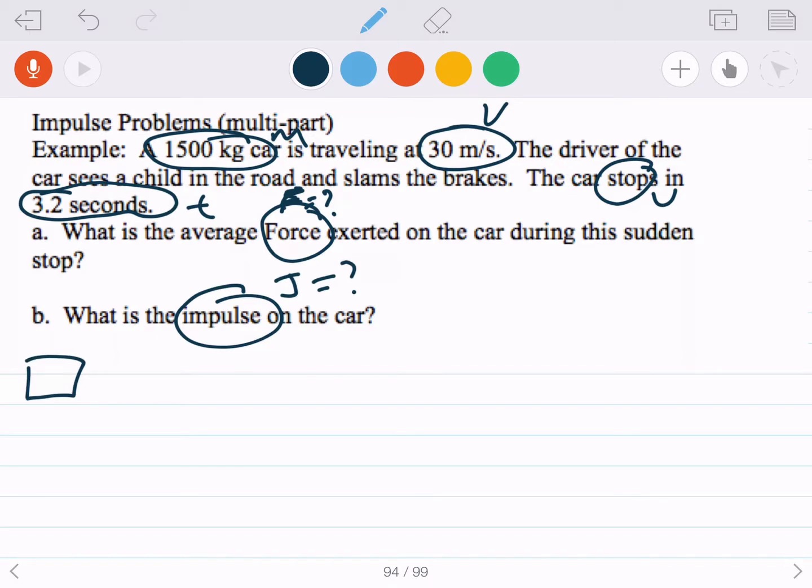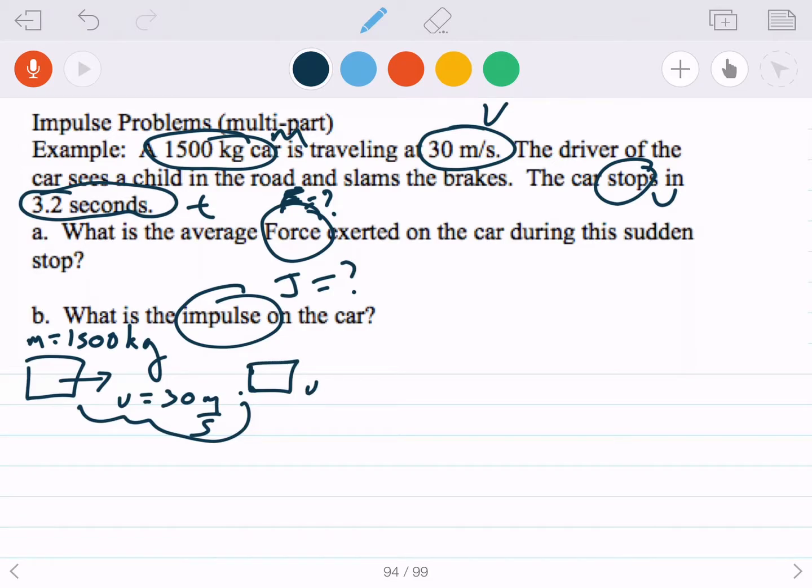So let's start with our picture. We have a mass equal to a 1,500 kilogram car. It is traveling at velocity equal to 30 meters per second. And it comes to a stop, velocity equals 0. And it took 3.2 seconds to stop. Force equals question mark. So I'm going to do my KUF.